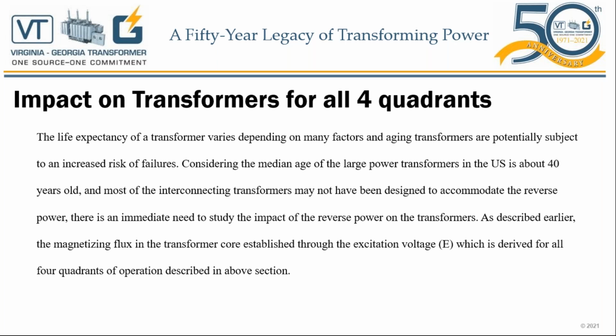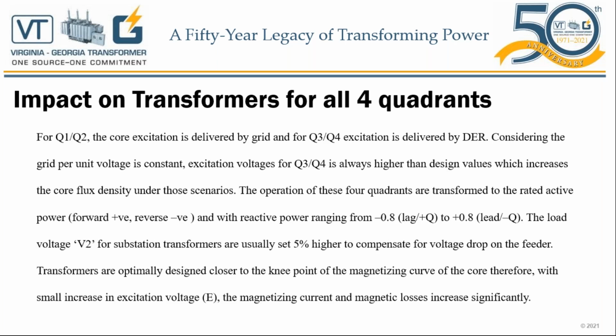As we described earlier, the magnetizing flux in the transformer core is established through excitation voltage E, which is derived for all four quadrants of operation as we described before. So remembering the four quadrants, for Q1 and Q2, the core excitation is delivered by the grid, and for Q3 and Q4, the excitation is delivered by the distributed energy resource. Now, considering the grid per unit voltage is constant, the excitation voltages for Q3 and Q4 are always higher than design values, which increases the core flux density under those scenarios.